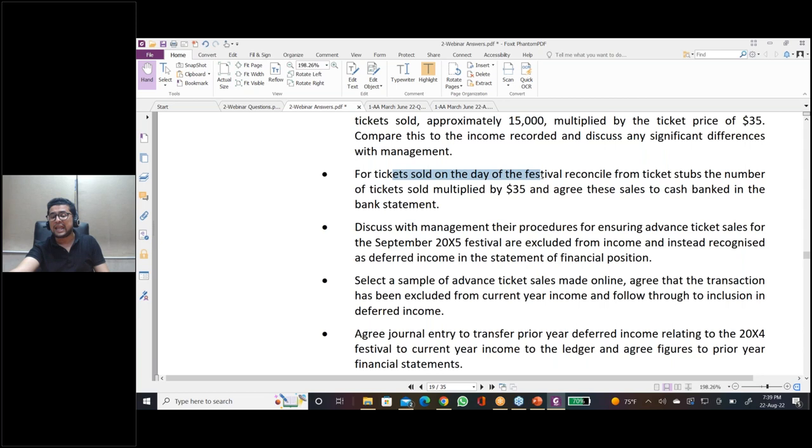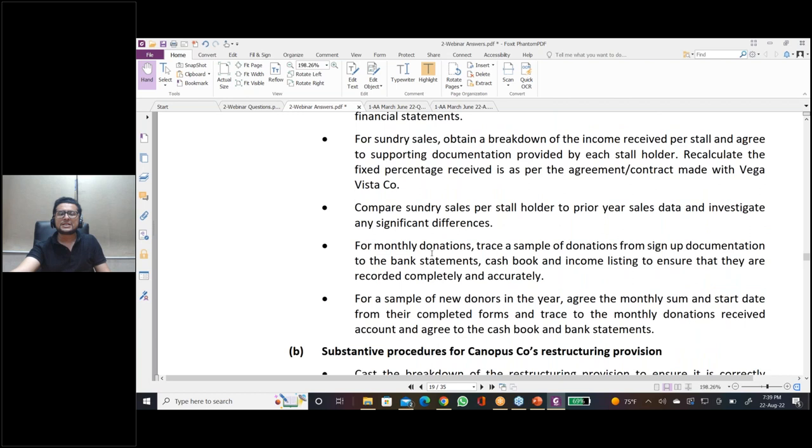What about the tickets sold on the final day? You will reconcile from the ticket stub how many tickets they have sold, multiply by 35, and agree that the same amount has been received within the company's trial balance, the company's cash day book, and the company's bank statement. This is not a difficult procedure, considering you're already done with revenue.